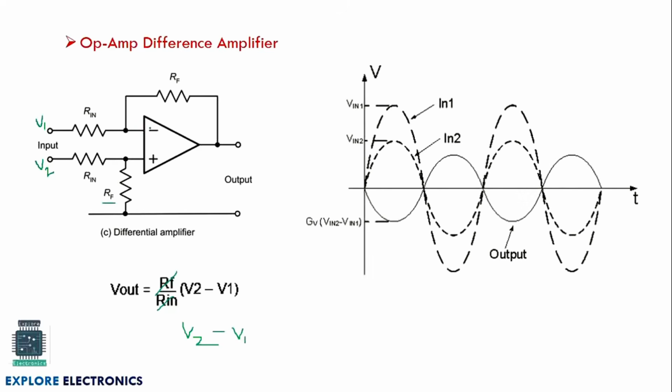You can observe here the V1 and V2 signals. This is input 1, it is more than V2. So the output is V2 minus V1. V2 minus V1 is a negative value, so we are going to get a negative value here. And this signal is the output. The two dotted signals are the two inputs.